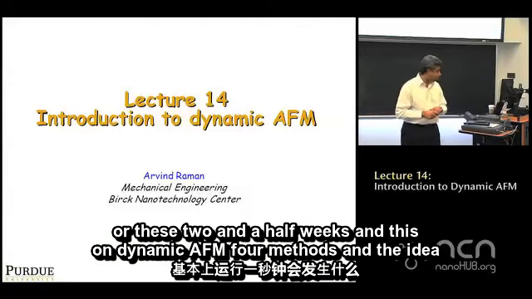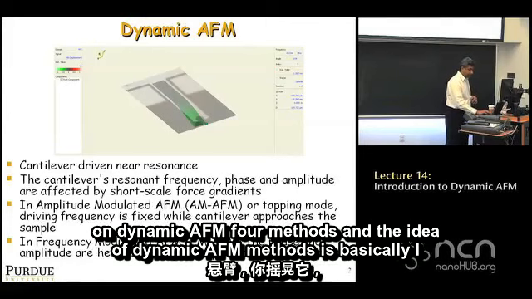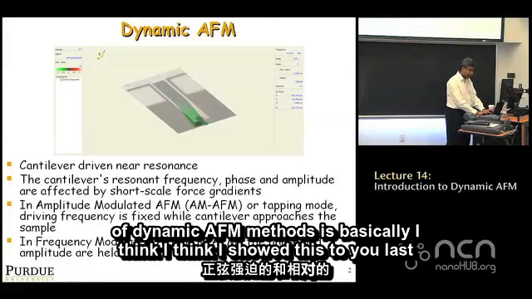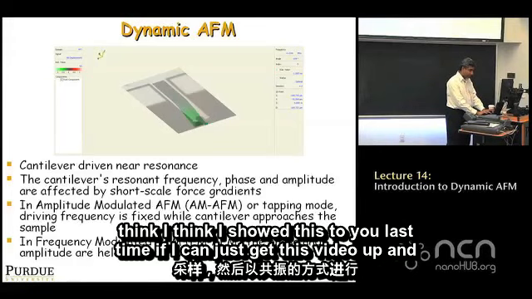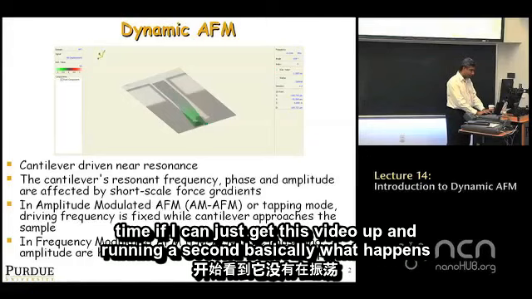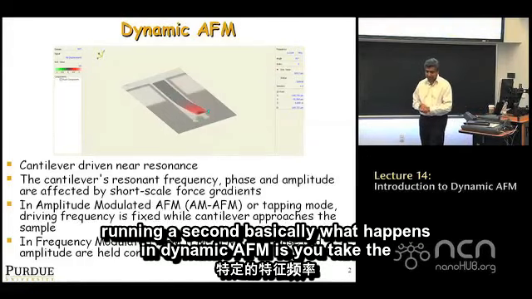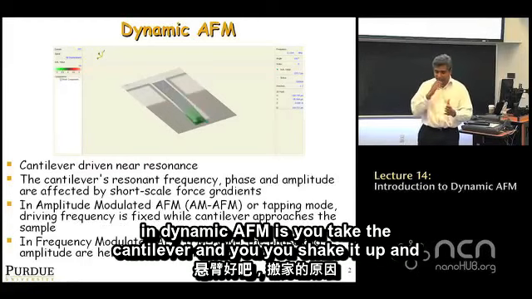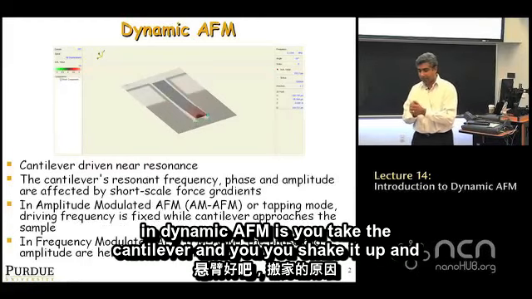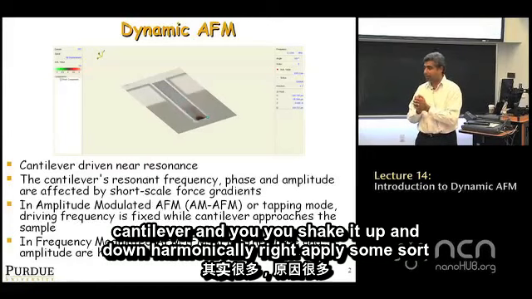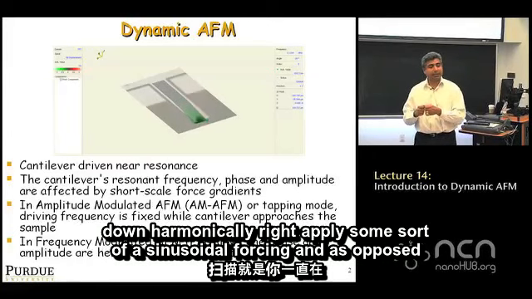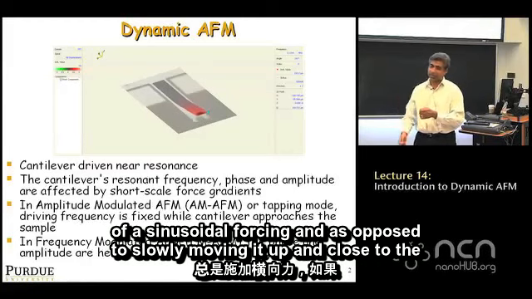And the idea of dynamic AFM methods is basically, I think I showed this to you last time. If I can just get this video up and running a second. Basically, what happens in dynamic AFM is you take the cantilever and you shake it up and down harmonically, right? Apply some sort of a sinusoidal forcing, as opposed to slowly moving it up and close to the sample.